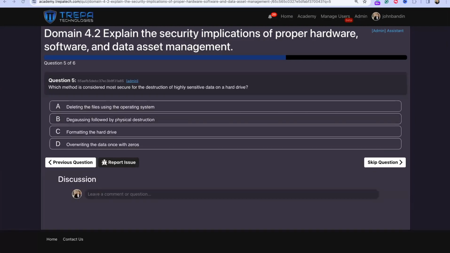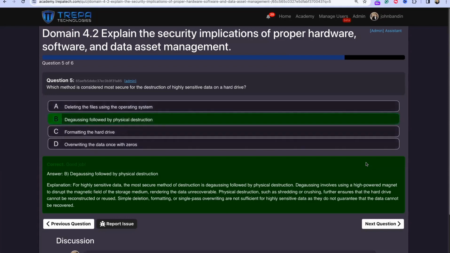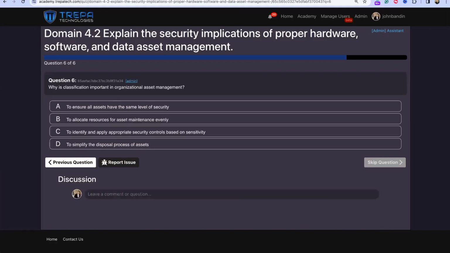Question 5. Which method is considered most secure for the destruction of highly sensitive data on a hard drive? So degaussing is not always good enough when we want to make sure everything is completely destroyed. Sometimes degaussing will leave remnants on a hard drive in some cases. So we want to degauss and physically destroy it. And then we're talking about a hard drive here, right? Solid state drive, degaussing wouldn't be in the conversation, not magnetic.